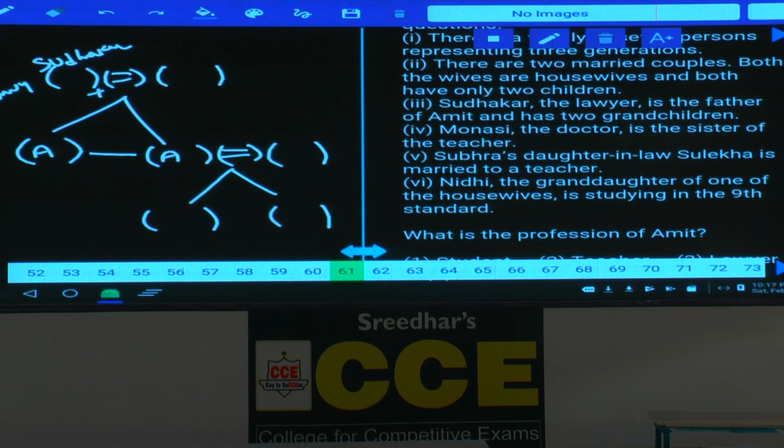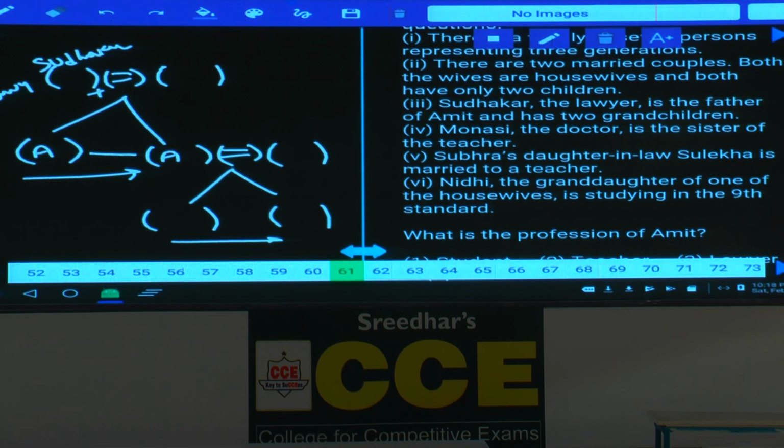And has 2 grandchildren. Monasi the daughter. Now who is Monasi here? The daughter is the sister of the teacher. Is the sister of the teacher means where can we fix this Monasi and the sister? Either Monasi and the teacher can be here or Monasi and teacher can be here, because Monasi and teacher are siblings to each other. How many siblings do we have? 2 siblings.